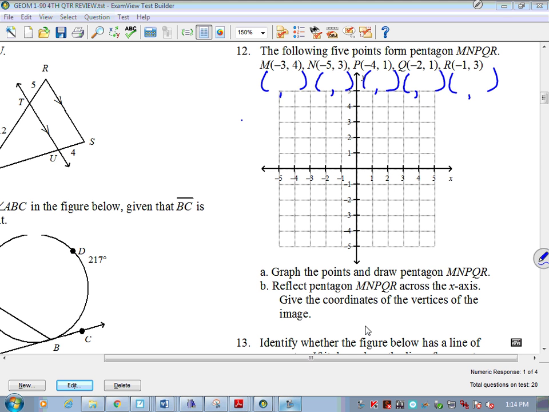If I flip across the y-axis, the x value changes sign. So what I get here is -3, -4, -5, -3, -4, -1, -2, -1, -1, -3. And then plot those points, and you've got the reflection. Does that make sense? Cool.